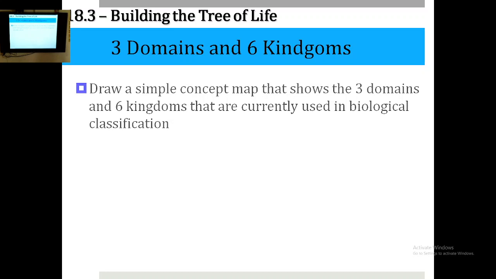Draw a simple concept map that shows the 3 domains and kingdoms that are currently used in biological classification. I want you to do this as homework. Try to draw a mind map, a simple concept map for the 3 domains and 6 kingdoms found in the current biological classification. Please make sure that you draw the 3 domains and kingdoms.